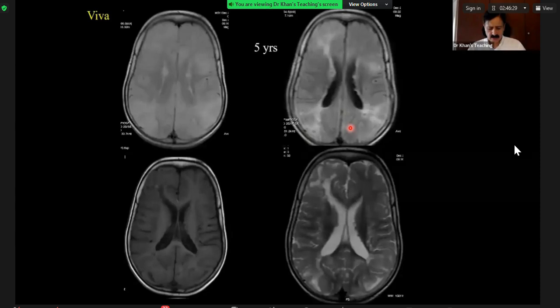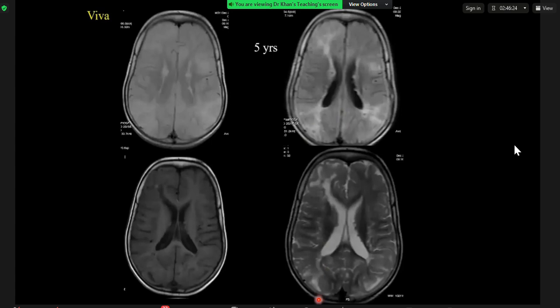Over to you. What are the findings? There are multiple areas of hyperintensity, especially in the cortex of the posterior fossa and occipital lobes. There are also some areas of subcortical hyperintensity in the right anterior frontal lobe. So there are patchy asymmetrical hyperintensities bilaterally, mainly in the subcortical region, probably involving the subcortical U fibers.